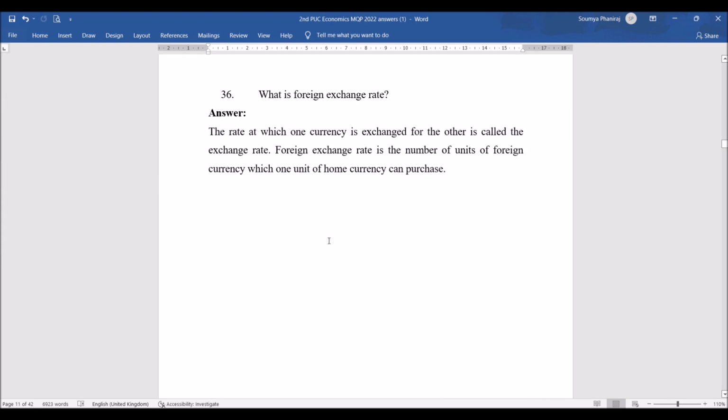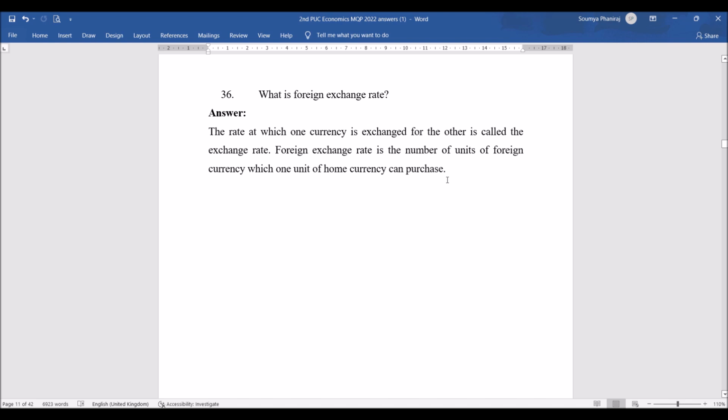36th question is, what is foreign exchange rate? The rate at which one currency is exchanged for the other is called the exchange rate. Foreign exchange rate is the number of units of foreign currency which one unit of home currency can purchase. For example, how much does an Indian rupee cost in dollars, or what is the exchange of a US dollar to the Indian currency?